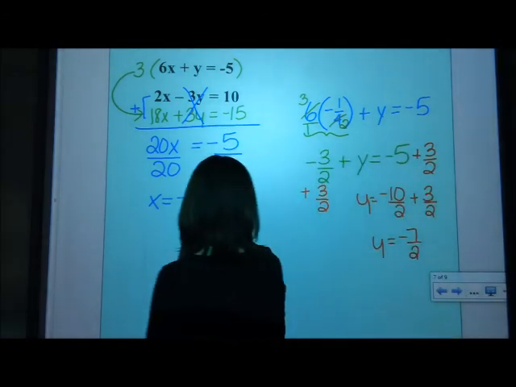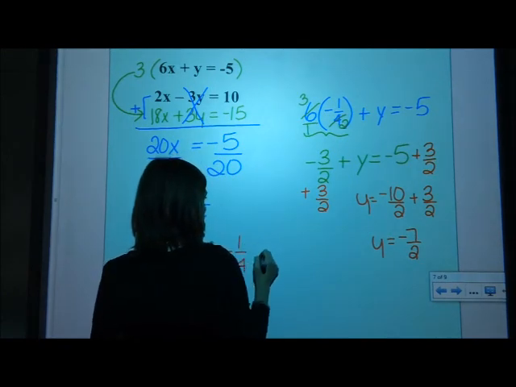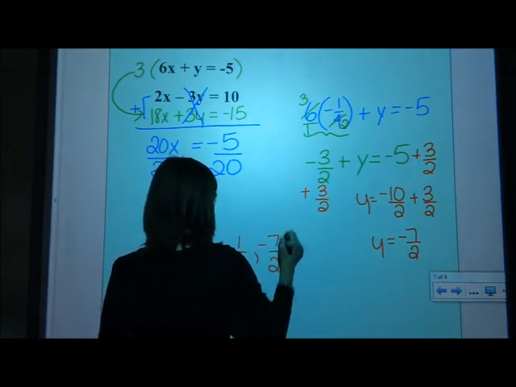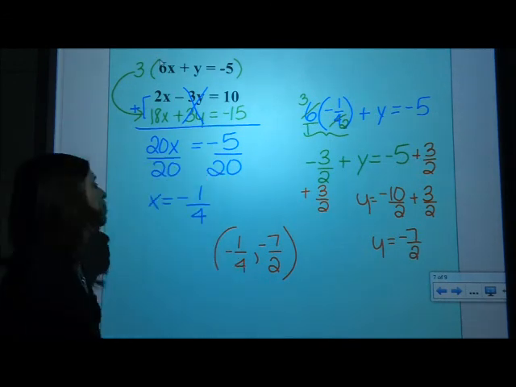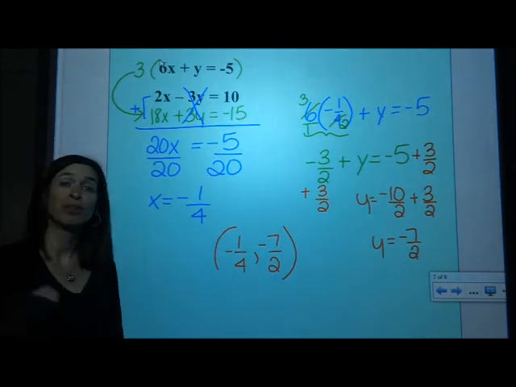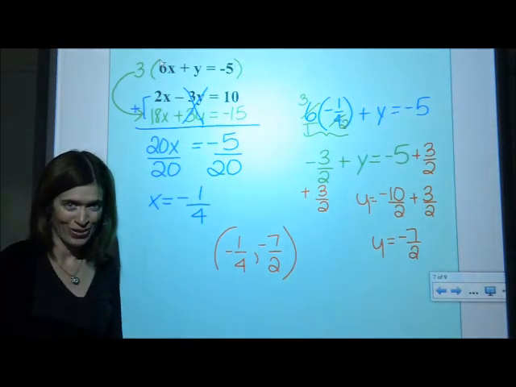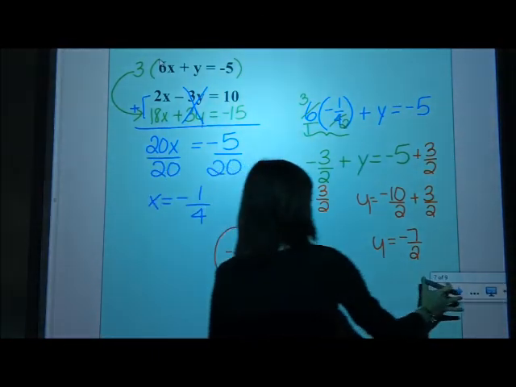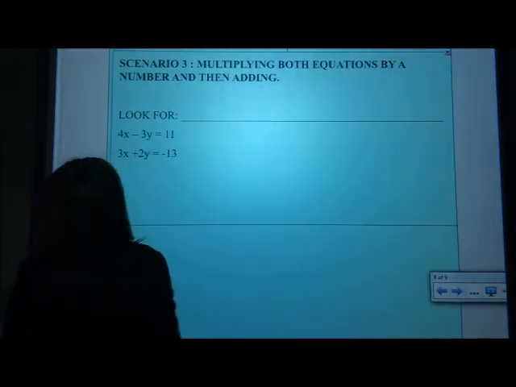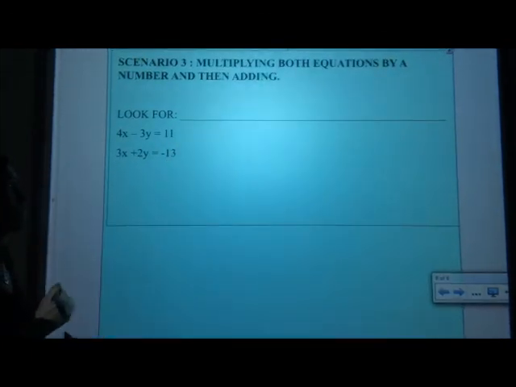And I put them together in a coordinate point, negative 1/4, negative 7 over 2. Again, that is the point of intersection of the graph. It is the point that makes both equations true. Okay? All right. I know it's a lot. Now we've got our last scenario, so we're almost there. All right, so scenario number 3.